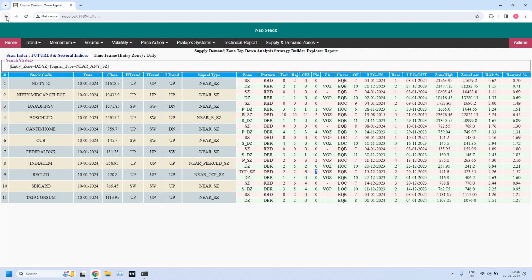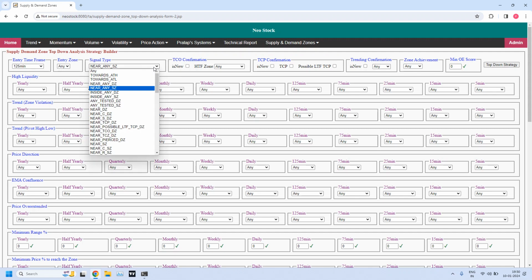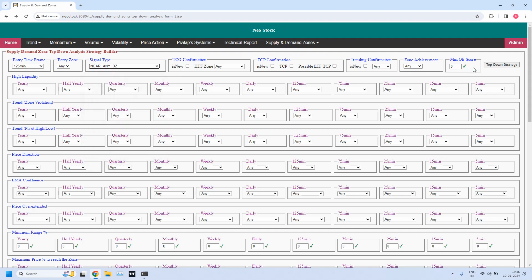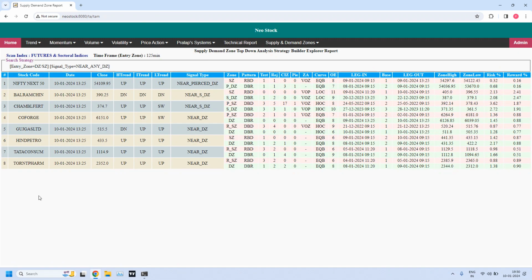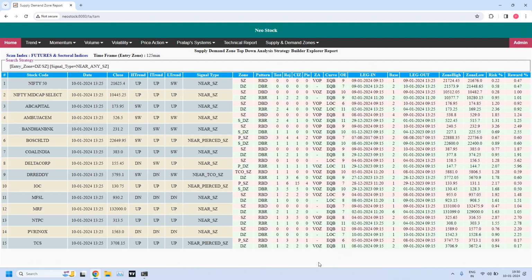So let's go back to 125 minutes time frame and let us find the stocks near 125 minutes demand zone. So these 8 zones are filtered. Let's go back. Entry time frame 125 minutes. Let us find the stocks near 125 minutes supply zone. So 15 stocks are filtered.